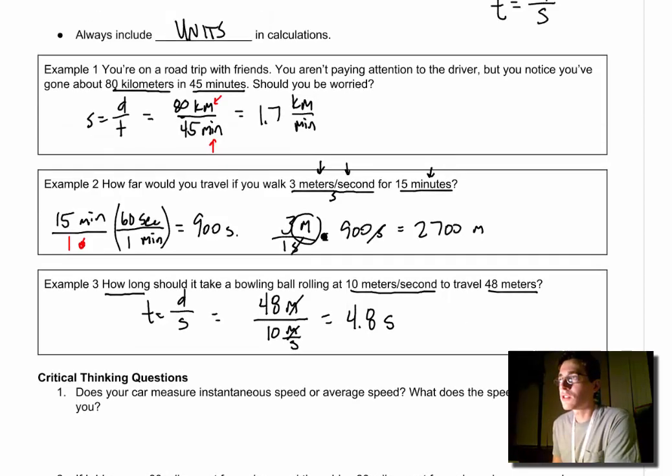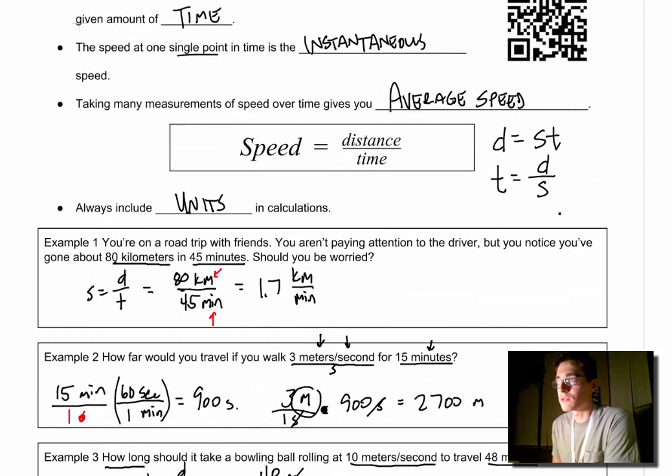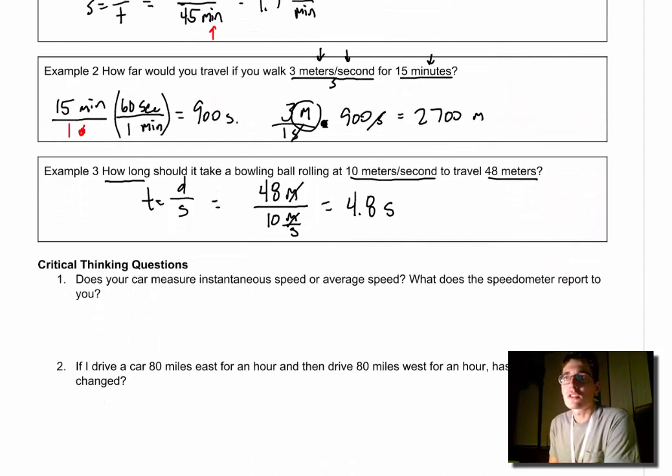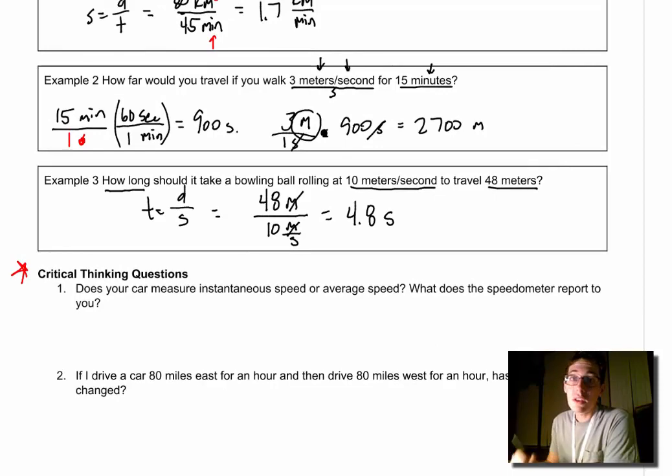The big things, make sure you understand what these are doing algebraically, how we're using them, how to get from one to the other. And there's two critical thinking questions. You can take a look at these. One of them has to do with speed, instantaneous or average speed. Think about that. And another calculation, thinking about how does speed change over time? How does speed change?